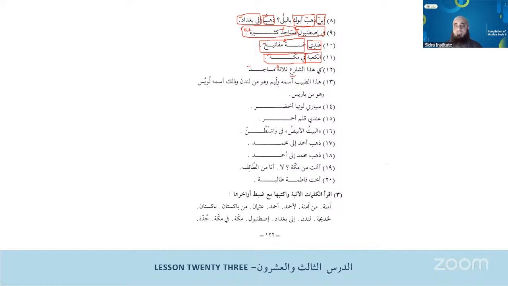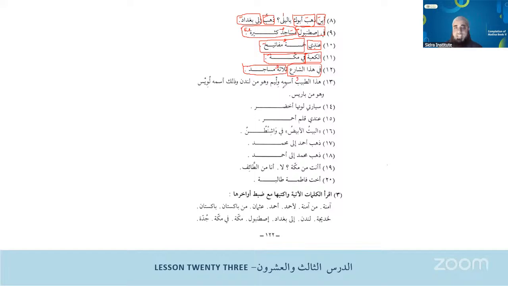Tarkeeb, fi is harful jar. هذا is mubdal min. الشارع is the badal. And then the mubdal min and badal, هذا الشارع, will become the majroor. And this prepositional phrase, في هذا الشارع, will become خبر مقدم. That leaves ثلاثة مضاف مساجد مضاف إليه, and that will become مبتدا مؤخر. ثلاثة مساجد.